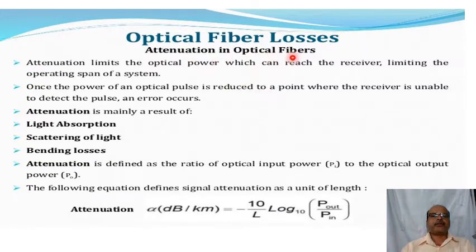So attenuation in optical fibers. This is a formula we have taken in lectures also. Attenuation alpha in dB per kilometer is equal to minus 10 by L, where L is the length of the fiber, log to the base 10 of P out upon P in. Okay, so we'll skip here.